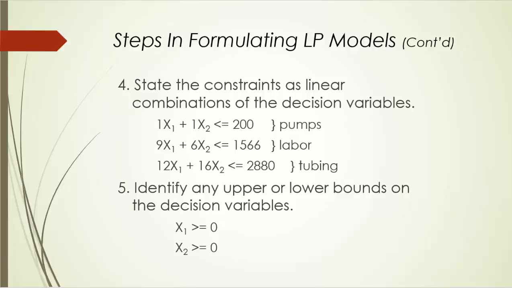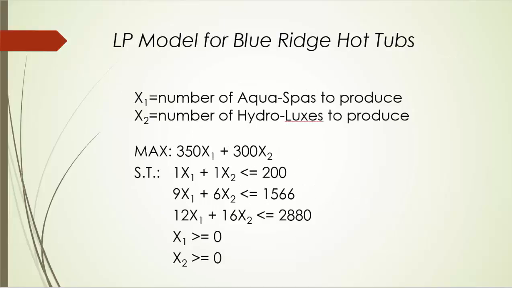In step 5, we identify any upper or lower bounds on the decision variables. In our example, 2 non-negative constraints are implied. They are x1 greater than or equal to 0 and x2 greater than or equal to 0. It is meaningless to produce a negative number of hot tubs. Of course, if you wish, you may combine step 4 and step 5 together and simply call it finding all the constraints. Now, let's put everything together and take a look at the very first LP model we have formulated.